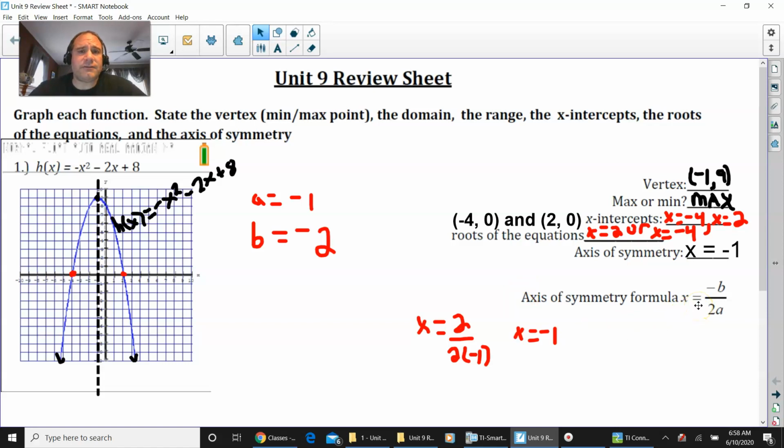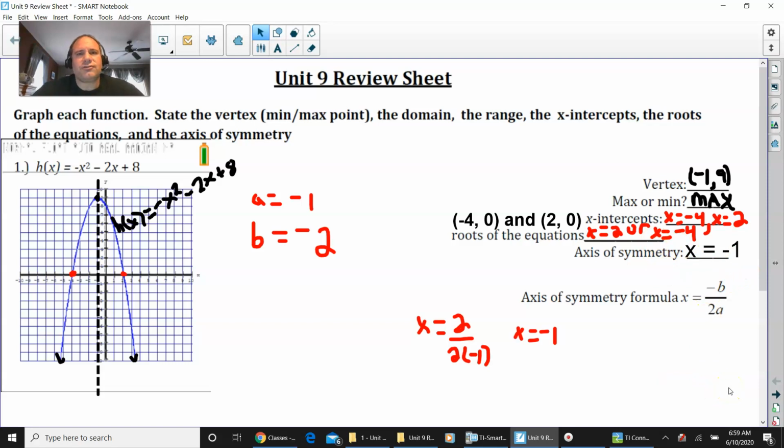There is an axis of symmetry formula. The formula is x equals -b over 2a. I used it over here. The -b, notice the b is already negative, so if I substitute a negative of a negative in, it becomes positive. All right, and 2 times a is 2 times -1, so it becomes 2 over -2, which is x equals -1, and that's it. All right, x equals -1.